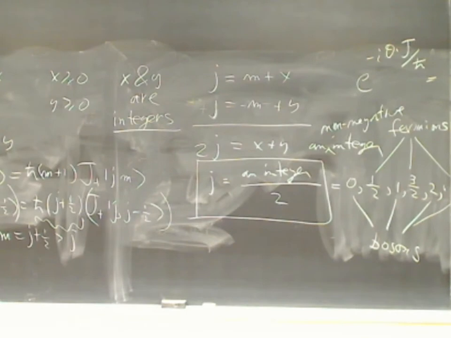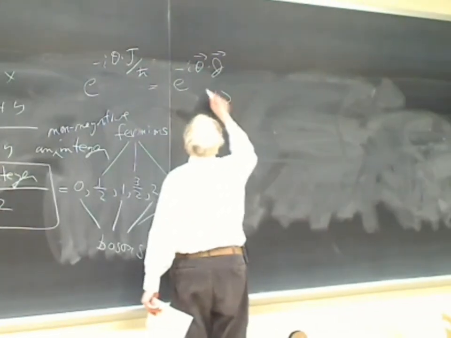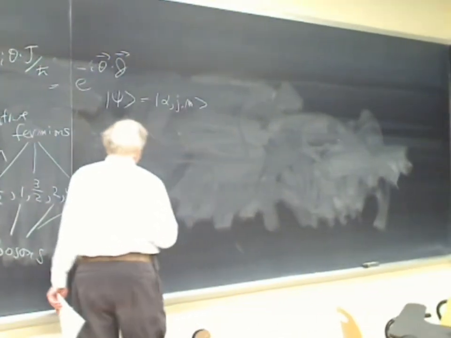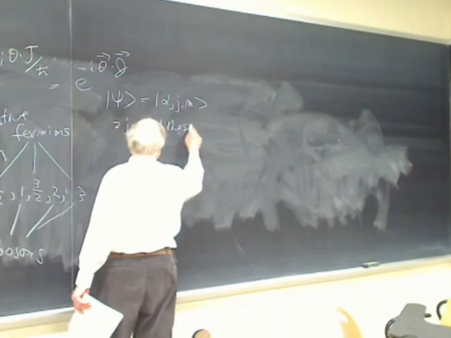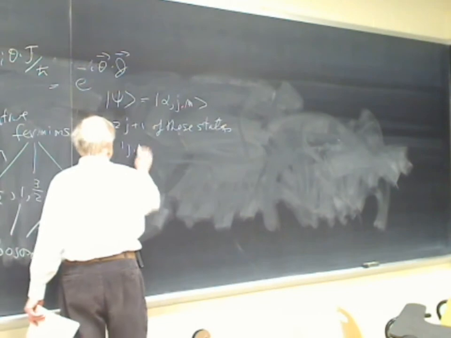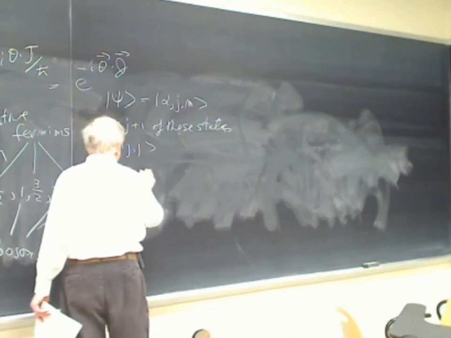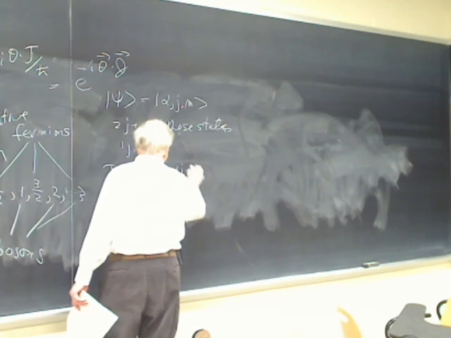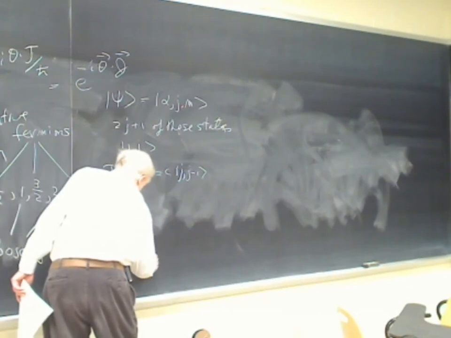If you count up the number of possibilities, let's think about a quantum mechanical state that has some other quantum numbers, and then J, and then m. There will be 2J plus 1 of these states, which you can get by starting at the top one, JJ, and then acting on that with J minus on JJ, and that will be some constant times J, J minus 1 and so forth, and then you can go all the way down to the state J, minus J.